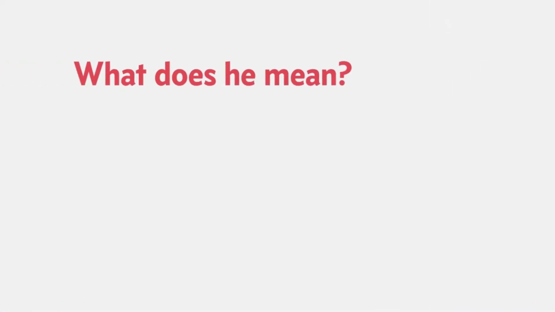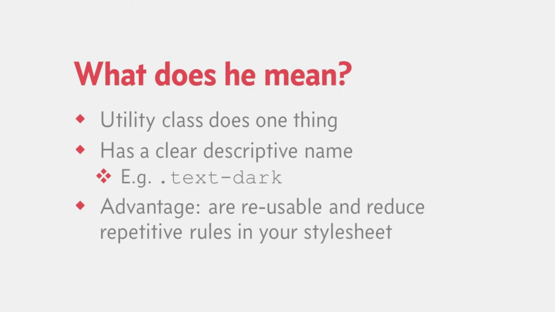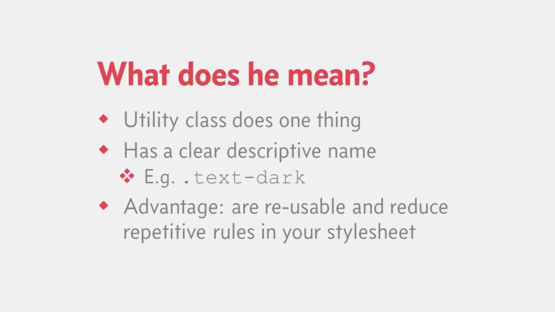What do I mean by a utility class? A utility class is a type of CSS class that does one thing. It has one job, and typically we would give it a name that clearly describes what it does. For example, you may have a class that changes the color of your text to a dark color, and you might call it text-dark. One key advantage of using utility classes is that they can be reused in your HTML on just about any item that that particular class would be appropriate on, without having to add new classes to your style sheet. You just slap that class name into the HTML and you're good to go.